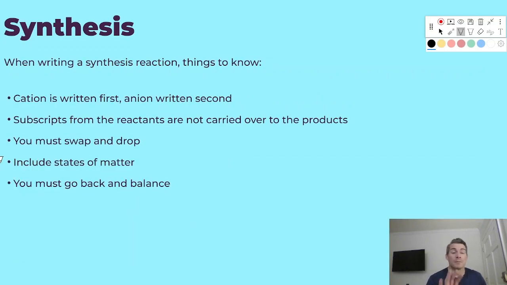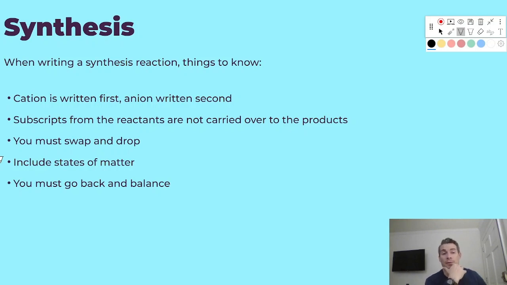Some important things to note when you're writing synthesis reactions. First, write the cation. Second, write the anion, the negatively charged element or compound. The subscripts from the reactants, we don't carry them over, so we are going to add subscripts to the reactants in order to make sure that those are neutral or appropriately set up. But on the product side, and let me switch my hands, so reactants are over here, on the product side, we're not going to carry those over. We are going to let coefficients do the work on the product side for balancing the equations. We will be swapping and dropping. That's what we're talking about when we refer to subscripts.